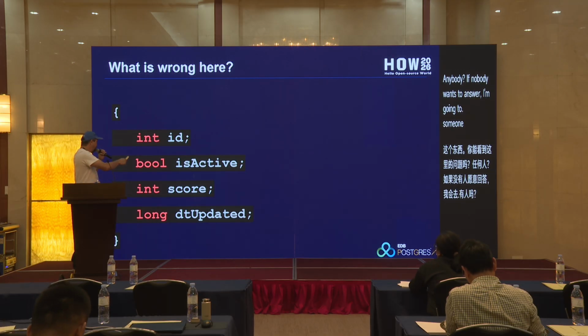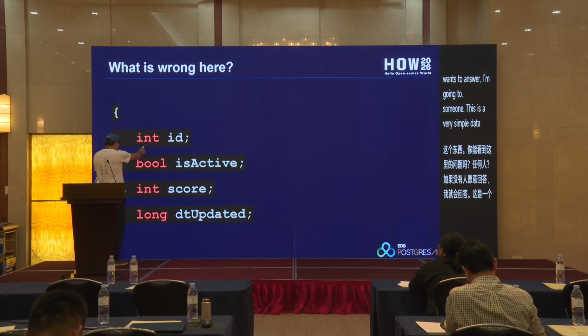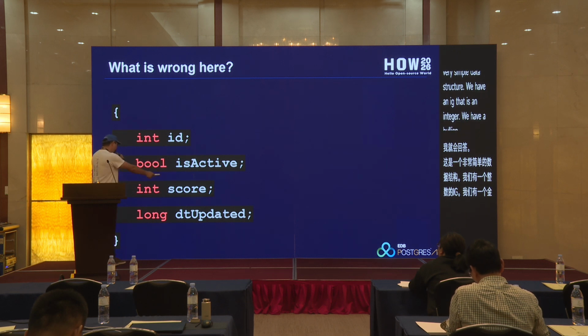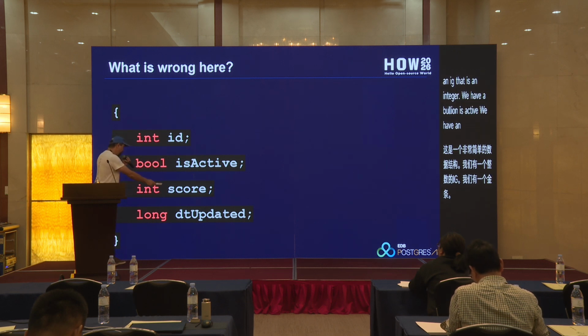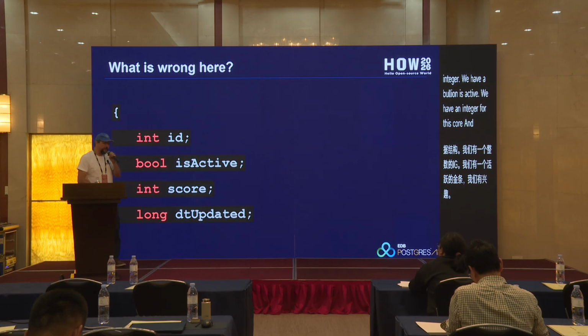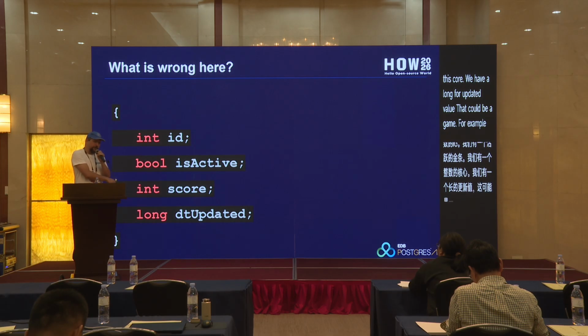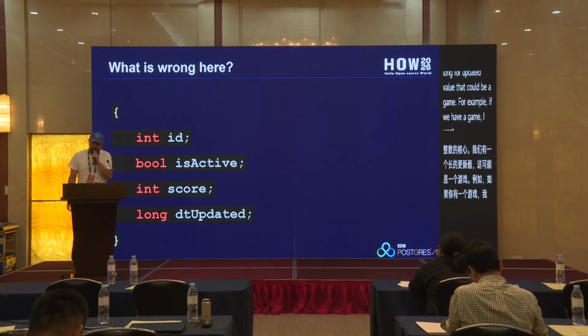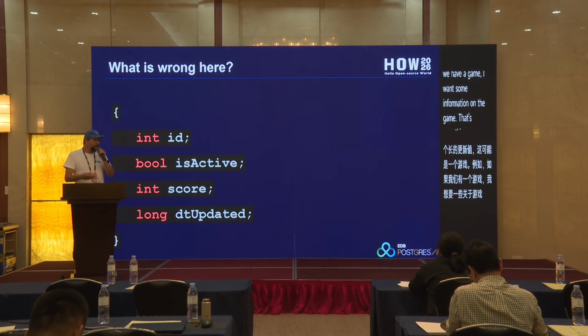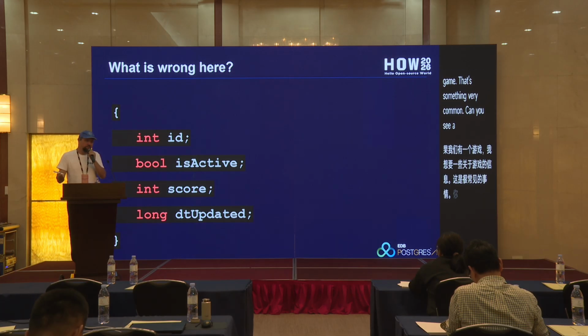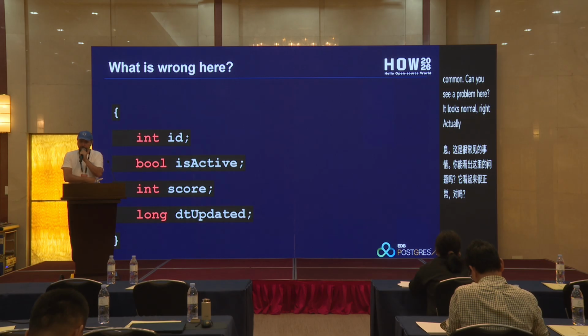So this is a very simple data structure. We have an ID that is an integer. We have a Boolean is active. We have an integer for the score. And we have a long for the updated value. That could be a game, for example. If you have a game and want some information on a game, that's something very common. Can you see a problem here? It looks normal, right? Actually, it will compile.